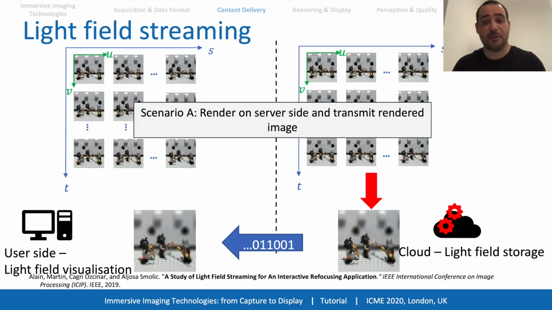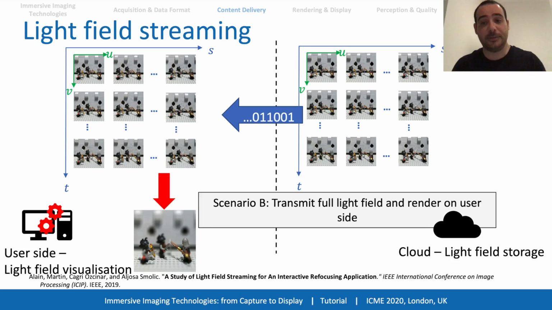In such an application, one scenario is to render the refocused image on the server and encode and transmit it to the user. Here the main challenge is interactive transmission delay. An alternative scenario is to transmit full light fields and render them on the user side. In such a scenario, the main challenge is startup delay. These two scenarios are simulated and analyzed in this given reference paper.